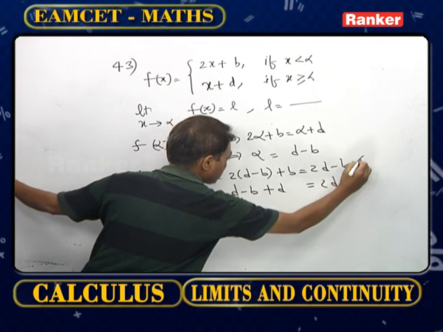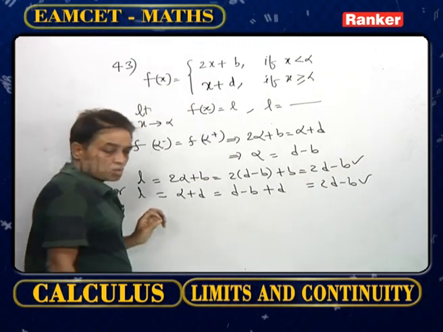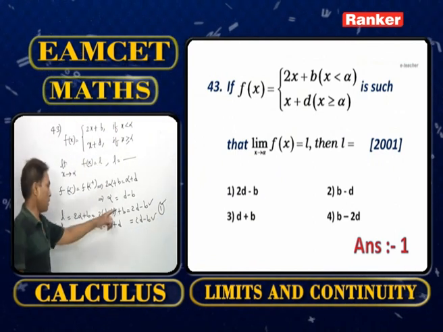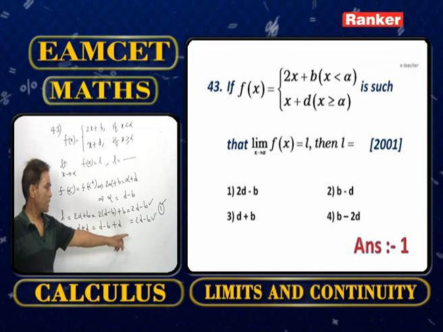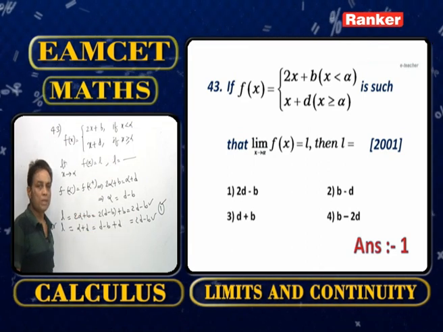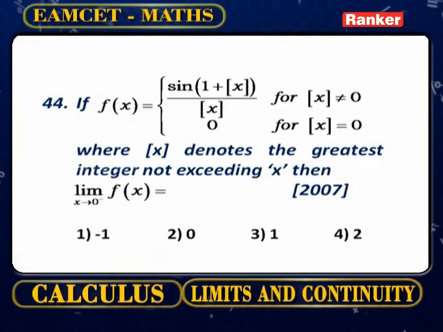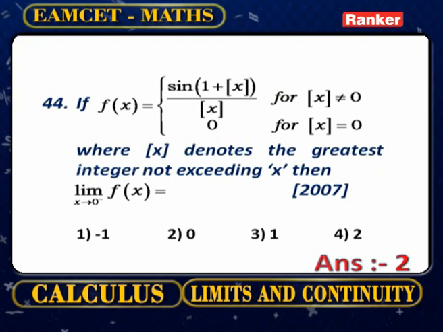So what is your answer? 2d minus b. So the first option is the right answer. Left hand limit gives the same answer, right hand limit the same. That is why L is equal to 2d minus b. So we will move on to question number 44. Let us see what question number 44 is.